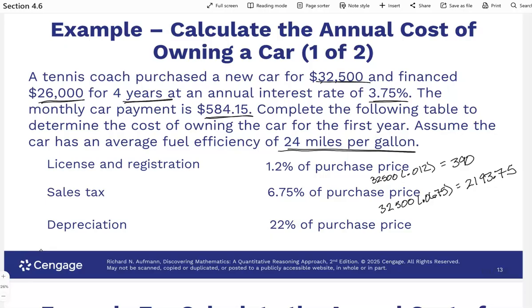And then depreciation is 22% of the purchase price. Purchase price was 32,500. Depreciation is 22%. I ended up with $7,150.